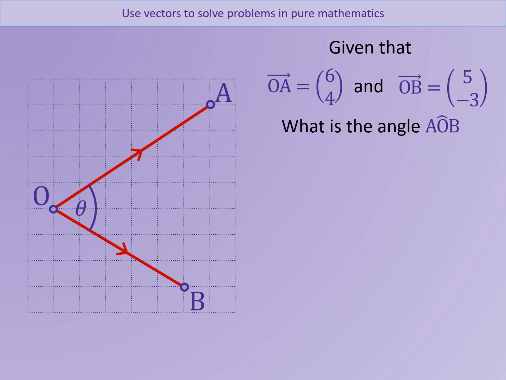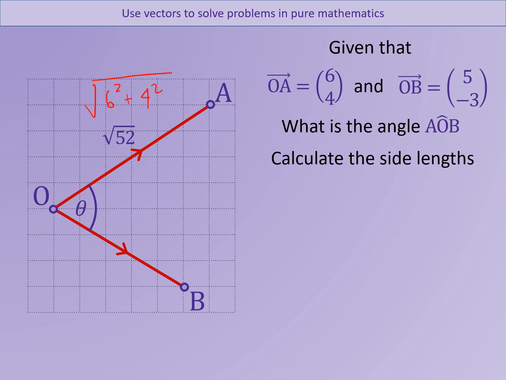In order to do this, we need to work out the lengths of OA and OB, and then we need to connect A to B and work out its length as well. In order to work out the side lengths, we use Pythagoras' theorem. So the square root of 52 there comes from the square root of 6 squared plus 4 squared. That's from the vector OA. And OB has a length of the square root of 34, and that comes from 5 squared plus 3 squared, and that's Pythagoras' theorem on the vector OB.